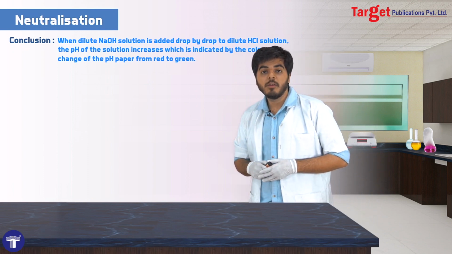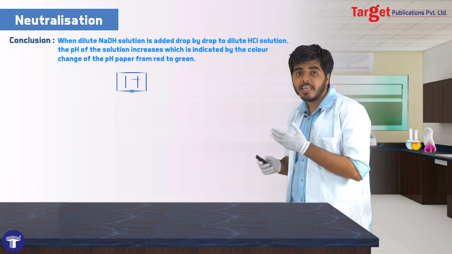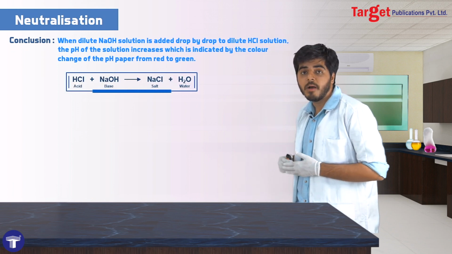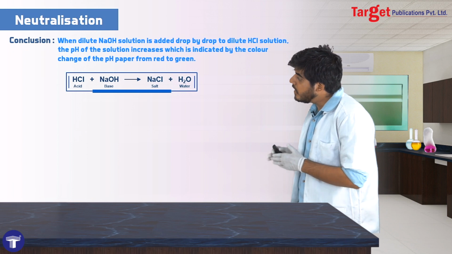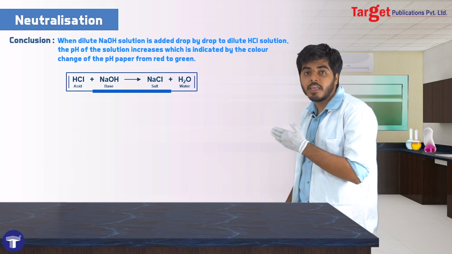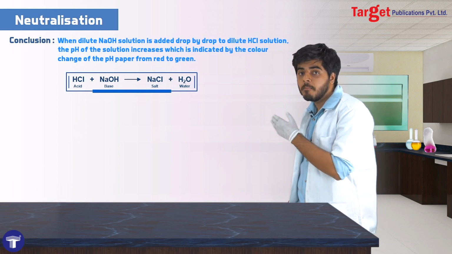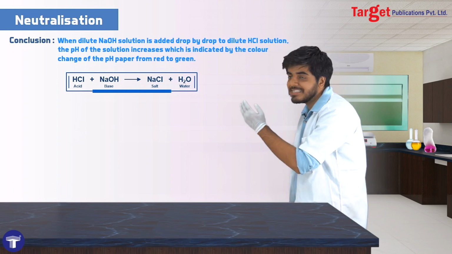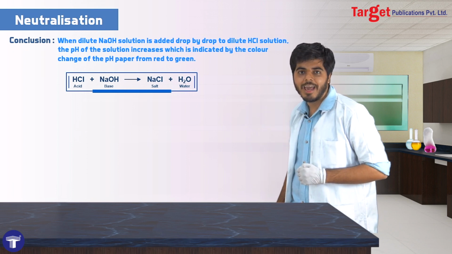So now after looking at the conclusion, we can say the reaction which has gone above is HCl plus NaOH gives NaCl plus H2O, that is acid plus base gives salt and water.